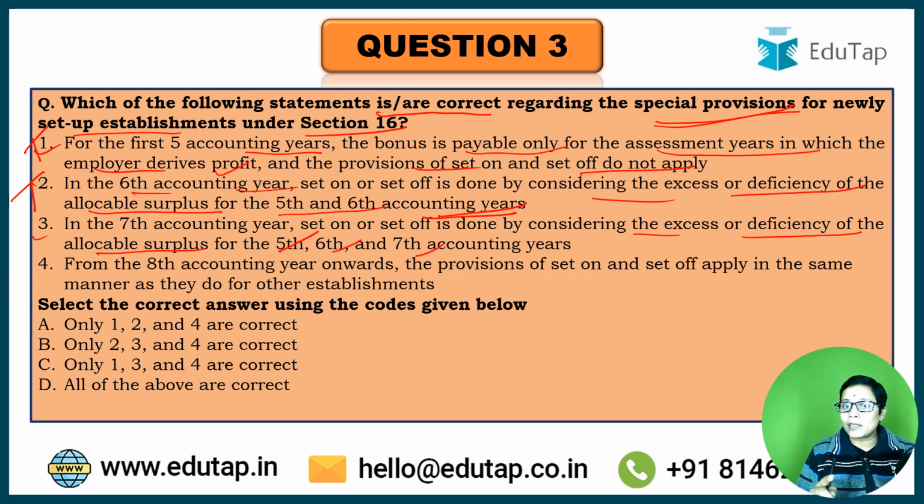As you can see here, 5th year के बाद 5 years के बाद वो धीरे 1 year on year 1 year add कर रहे हैं, right? set on and set off का करने के लिए. क्यों? By 8th year once they reach, वो 4 years वाला जो clause है ना वो applicable हो जाएगा. See. So this is also true. From the 8th accounting year onwards, the provisions set on and set off apply in the same manner as they do for other establishments. That is 4 years तक वो carry forward कर सकते हैं. So in this case, all of these statements are true. Hence D is the correct answer.